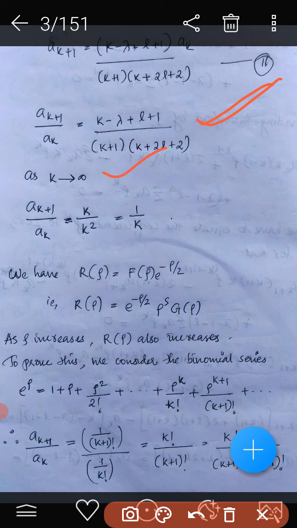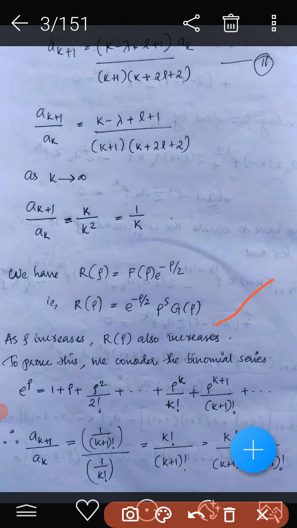Then if k tends to infinity, a(k+1) by a(k) is equal to 1 by k. And we have R is equal to F into e to the power minus rho by 2. So R is equal to, instead of F, I substitute the value. We know the value of F, that is rho to the power s. I substitute here. As rho increases, R also increases.